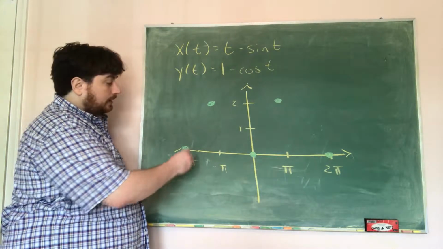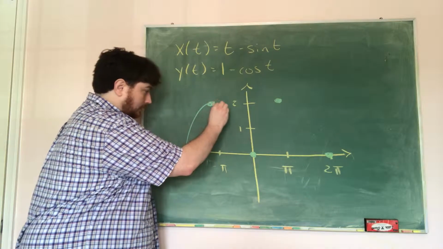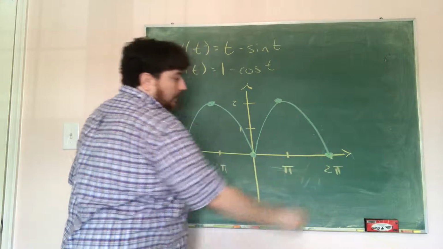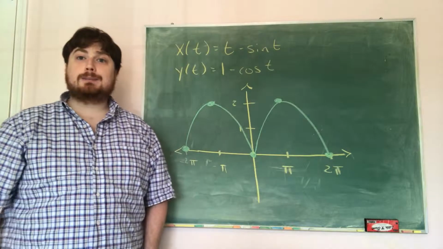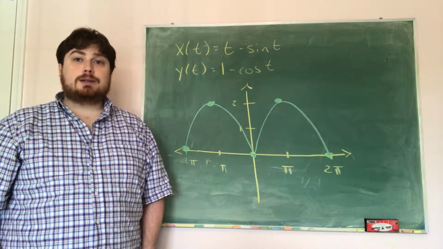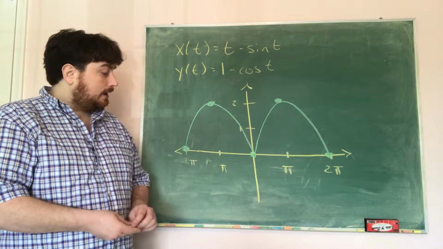If I do this, what I end up with is that the graph of this function is going to look like this. That's roughly, it's not exact, but it is a good indication of what's going on, so that we can use that to say what we're trying to do is find the tangent line to this function when t is pi over 2.